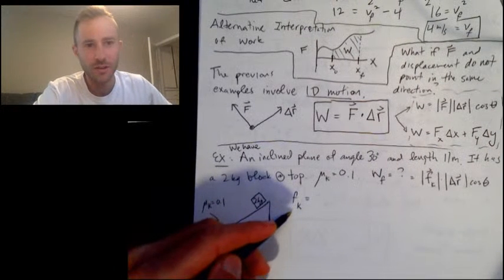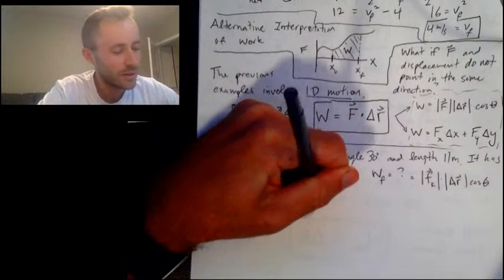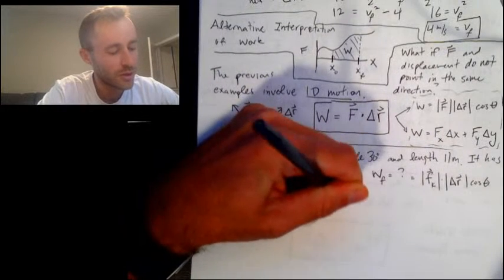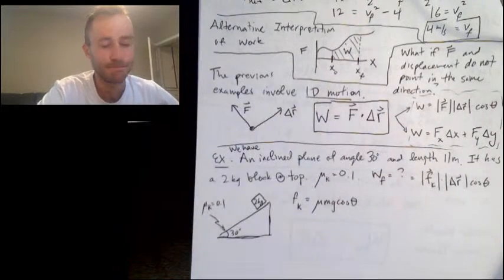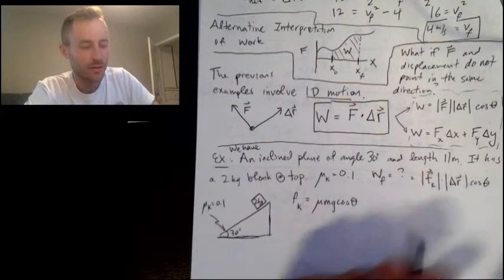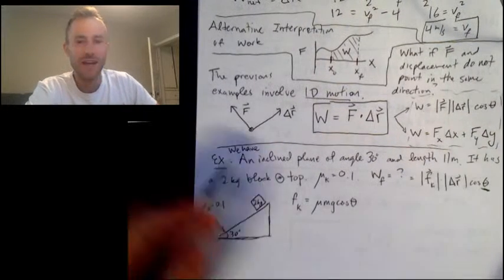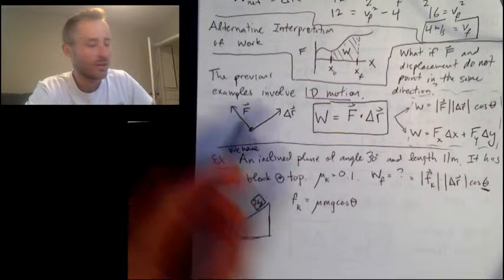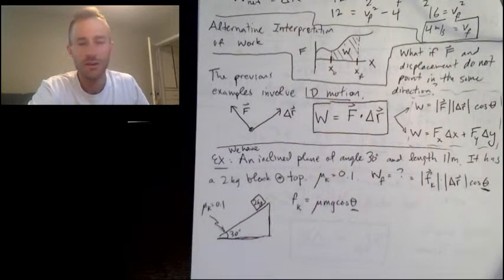It turns out that friction on an inclined plane is mu m g cosine of theta. We have to be careful here: this theta represents the angle between the two vectors, while that theta represents the angle of the incline.